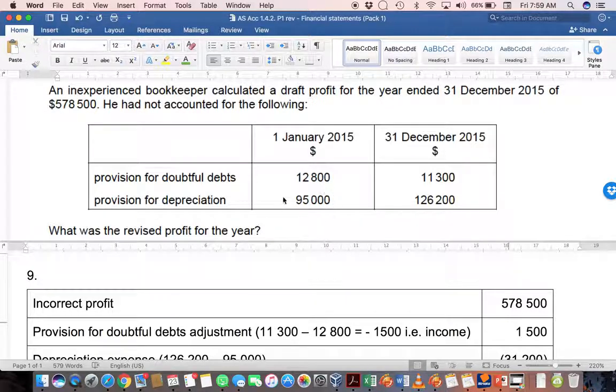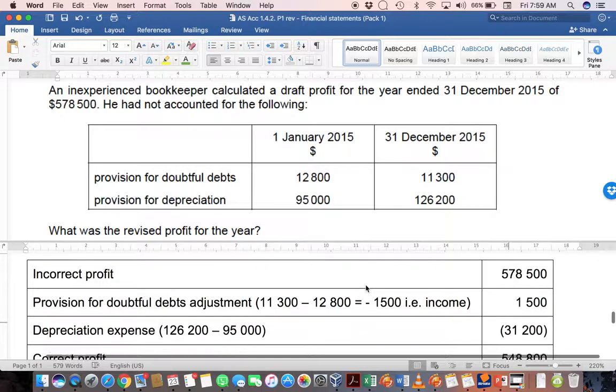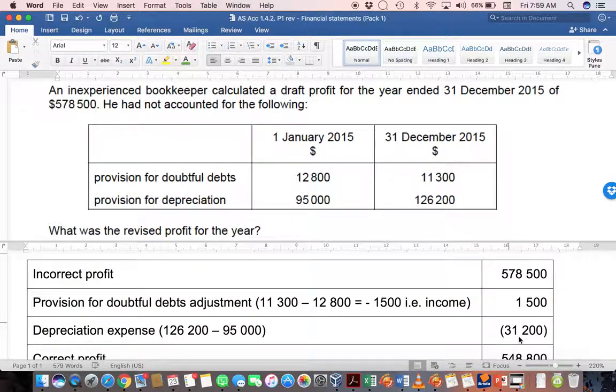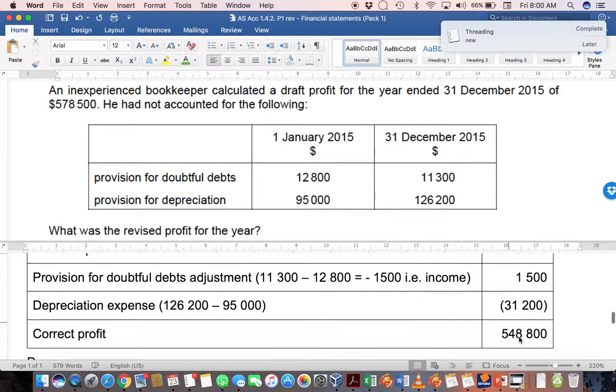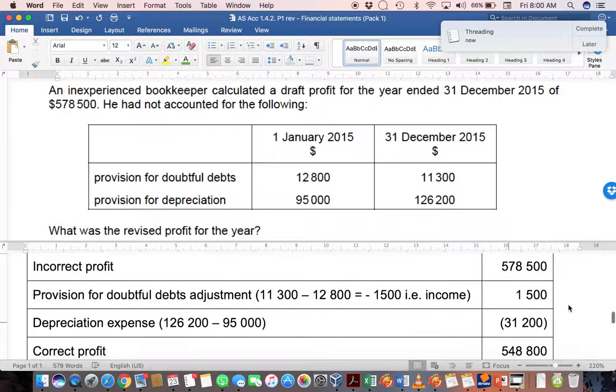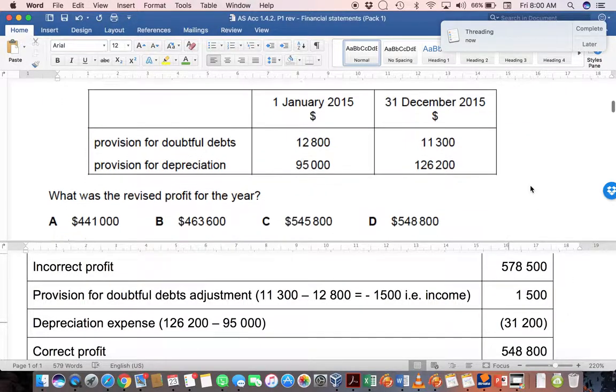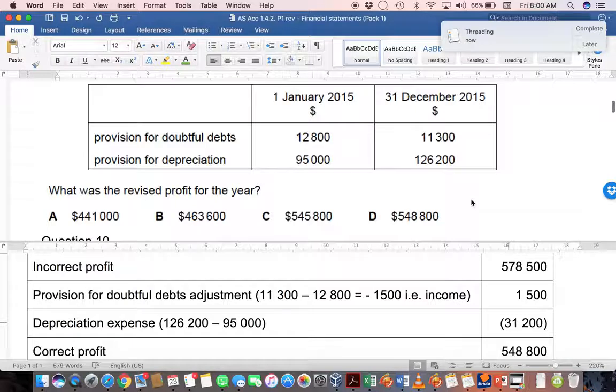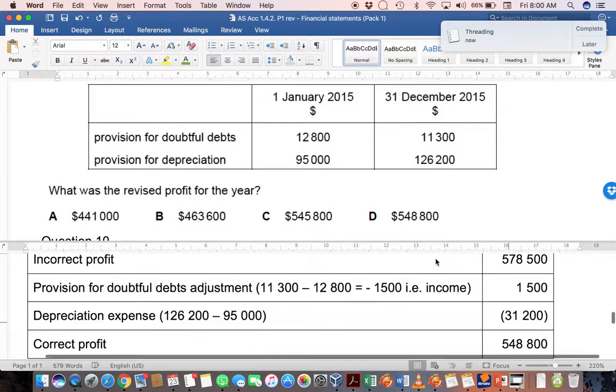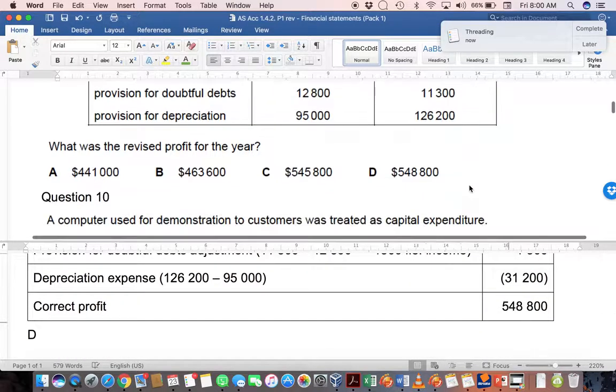Then we look at our depreciation. The depreciation was 95,000, but now we need to show a total depreciation of 126,200. You need to see the difference between the two again. Take the most recent figure, subtract the previous figure, and that will give you your depreciation expense, in this case 31,200. And then you can calculate your correct profit by simply adding and subtracting down to get 548,800. So you look for your options over here, and the answer that you are going to choose will be D. And that's why I'm going to choose D as my answer.